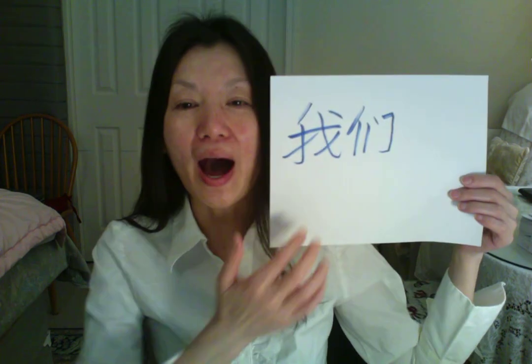他, he. 们, plural, 他们, they. 你, 们, plural, 你们, you all. 我, 我们, we. Okay, that's easy right here, right? It's easy to remember.